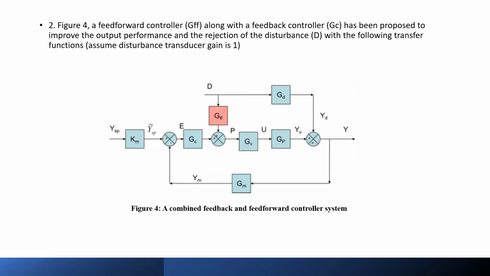Now here we have another cascade problem for question 2, where we have a combined feedforward and feedback controller system, figure 4. We'll also be answering parts A, B, and C, which will be shown in the following slides.